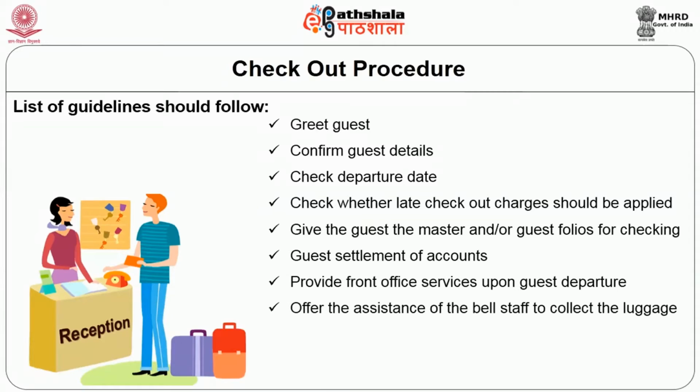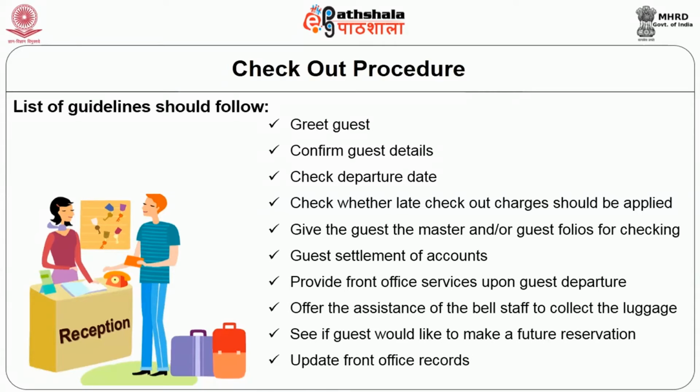Number seven is guest settlement of accounts. Here the account settlement is done after the checking of the accounts is done by the guest and tallied by the front office cashier. Next will be to provide front office services upon guest departure, such as receiving the guest key and checking if they have used the safe deposit box, which now needs to be emptied, and also offering the assistance of bellboys or bell staff to carry the luggage to their vehicles.